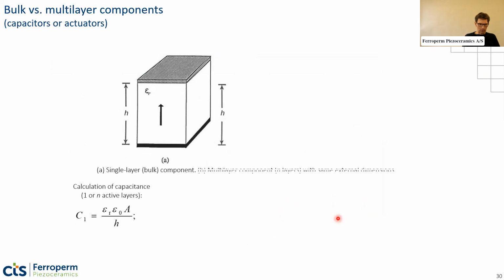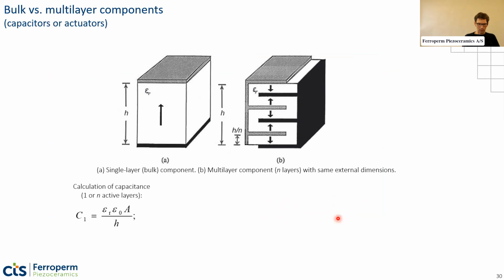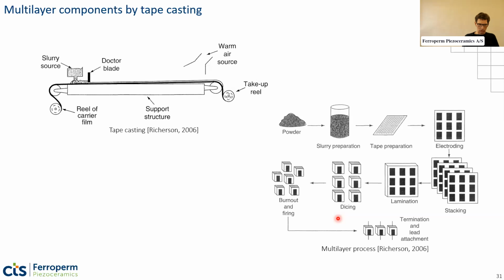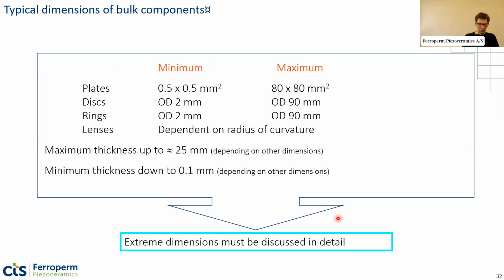Okay, I think I'll skip the part about multi-layer components for now. We will not have time for this. So I'll move on. These are some typical dimensions. I would say it's only typical dimensions. We can actually make larger parts, for example, than this. We could, in principle, go up to at least 140 by 140 millimeters for special orders. But it's always important to discuss extreme dimensions with the supplier before you start ordering.